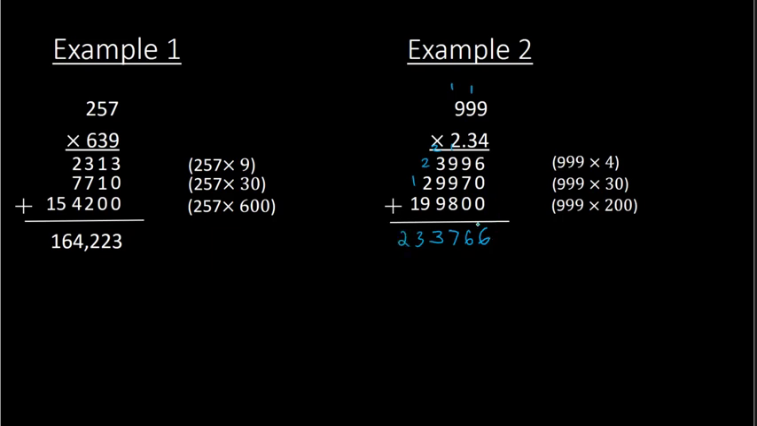All right, so we have this number, and now we need to determine where the decimal point goes. So notice in my original two numbers, we have the decimal point over 2 places. So same thing here, the decimal point in the answer needs to go over 2 places, which puts it right here. So our final answer is 2,337.66.